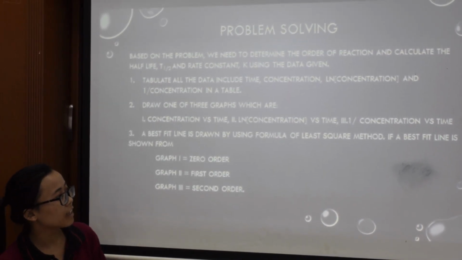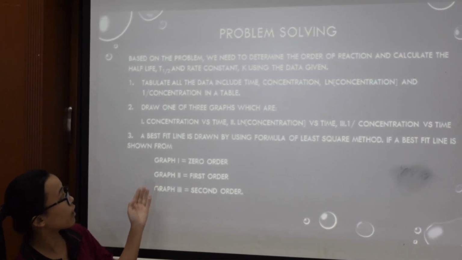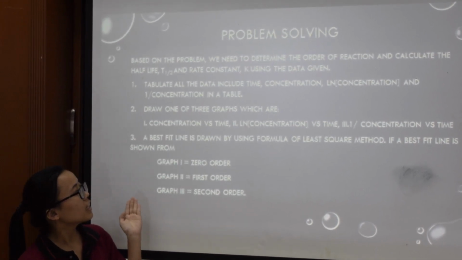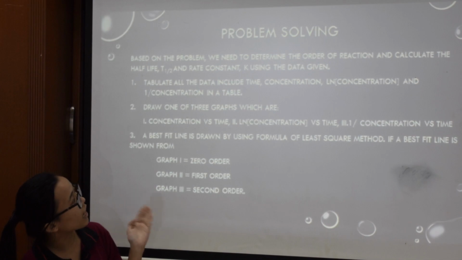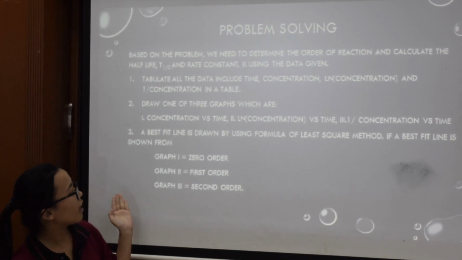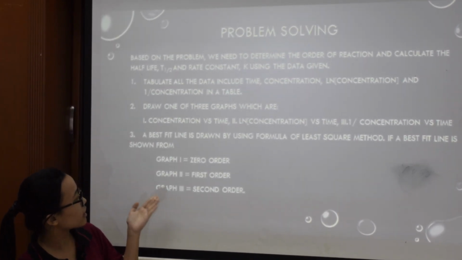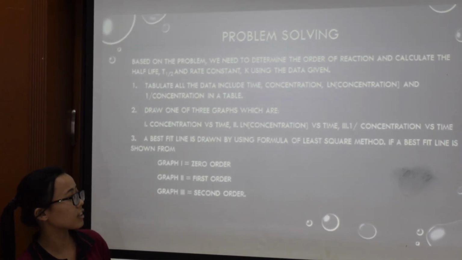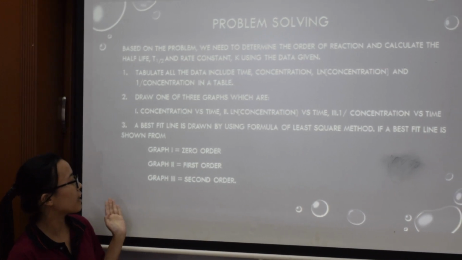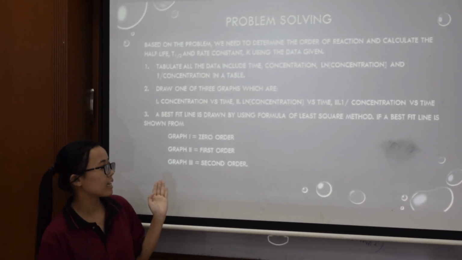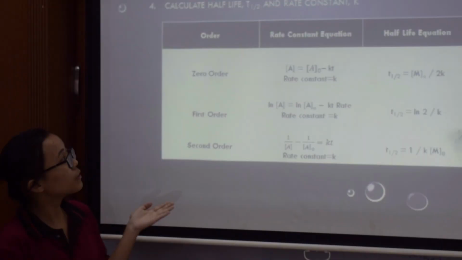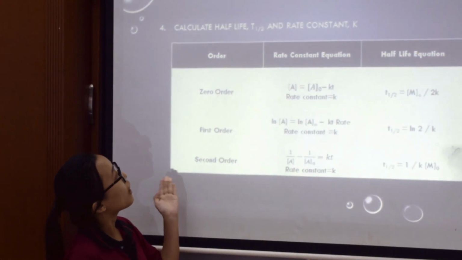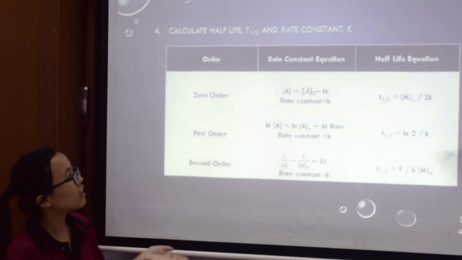If the best fit line is shown by graph 1, which is concentration versus time, then the order of the reaction will be zero order. If the best fit line is shown by graph 2, then the order of the reaction will be first order, and if it is shown by graph 3, then it will be second order. After we know the order of the reaction, we can calculate the half-life and the rate constant.